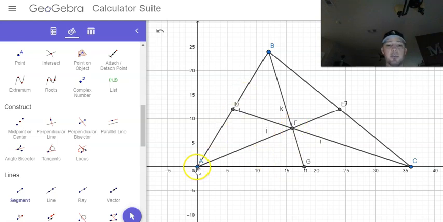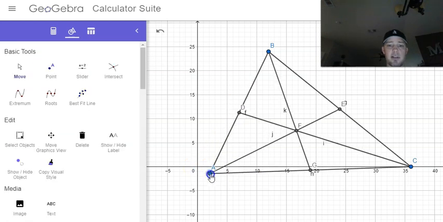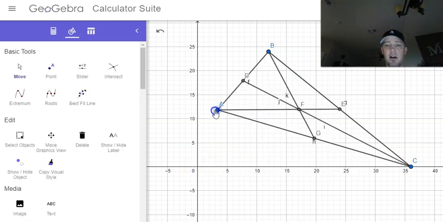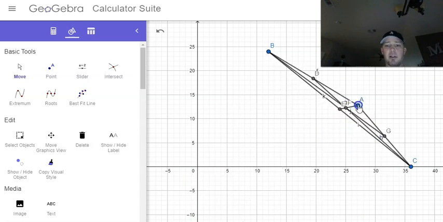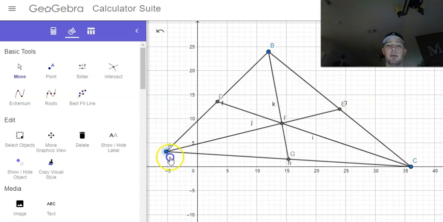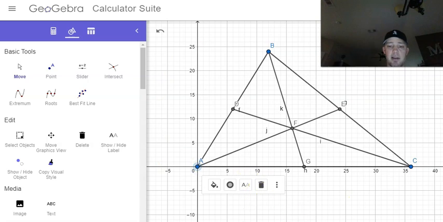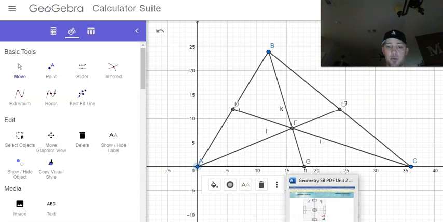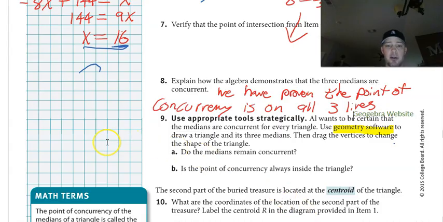But if I was to move some of these coordinates around, is it always going to be one point of concurrency? All right, so if I took and moved this, notice the point of concurrency. All three of those medians are always going to go through there. All right, so let's put this back there and go back to here. So the medians always remain concurrent.